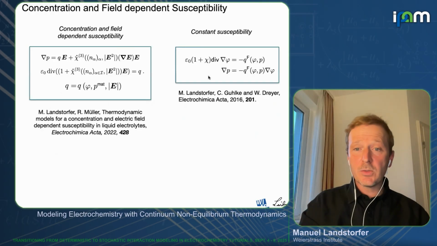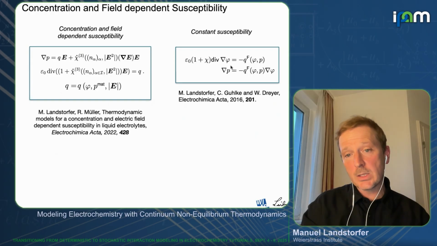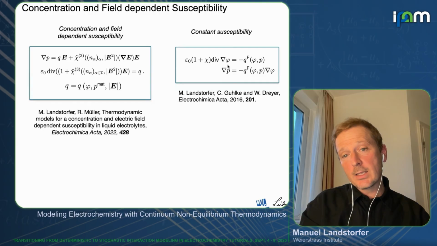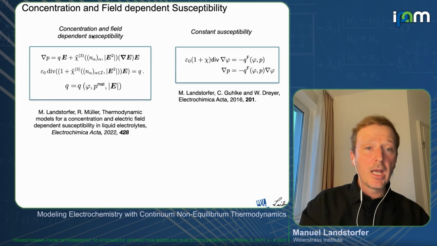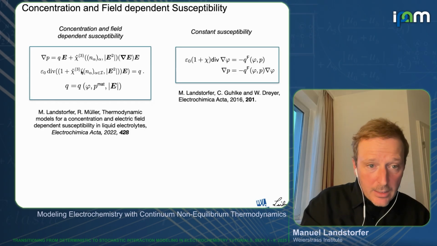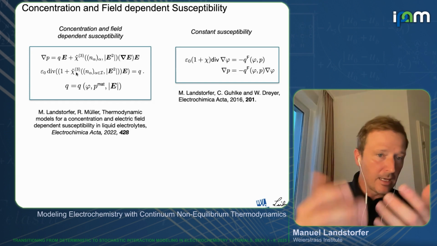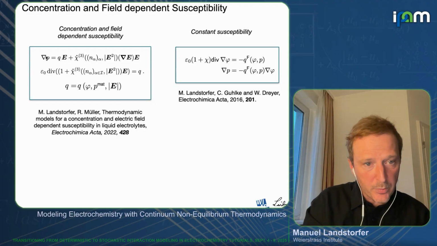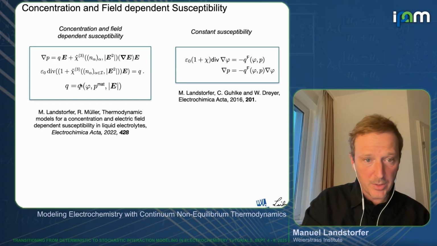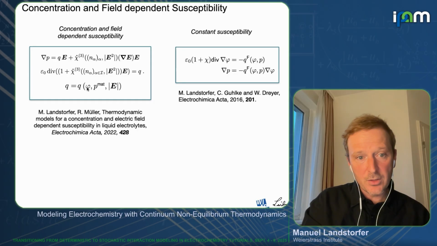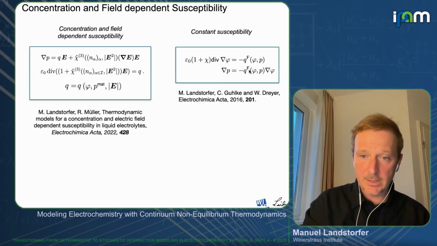So just to compare these two things: with a constant susceptibility or dielectric constant, you have on the right-hand side the Poisson equation, momentum balance, and Q dependent on phi and pressure. And when the dielectric constant is not constant but concentration and field dependent, you have a far more complex coupling between pressure, electrostatic force, ponderomotive force, and charge density, because this charge density Q is now a function of electrostatic potential, material pressure, and electric field.